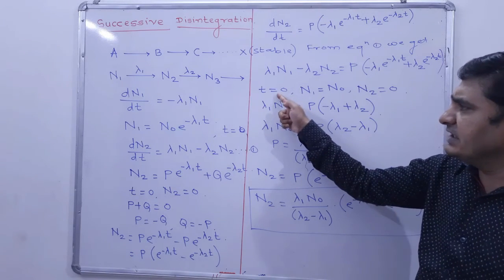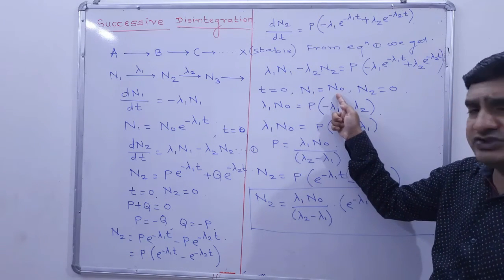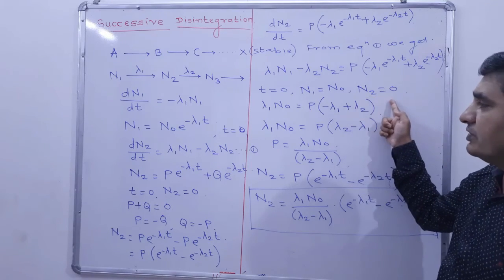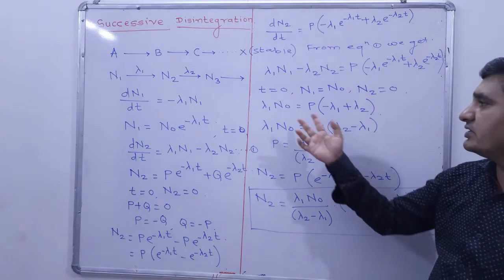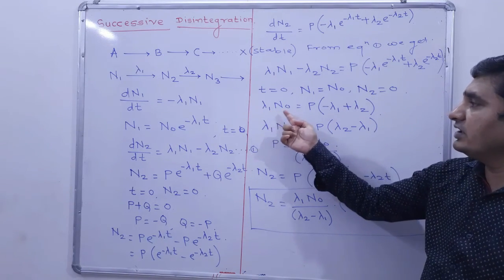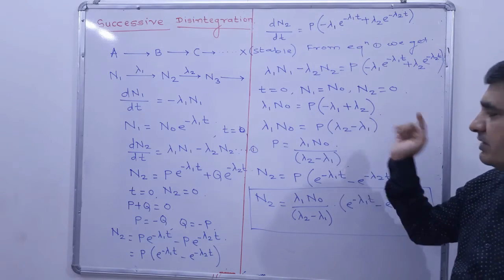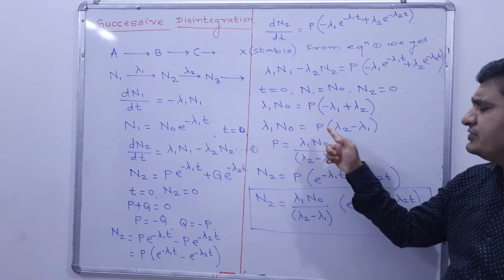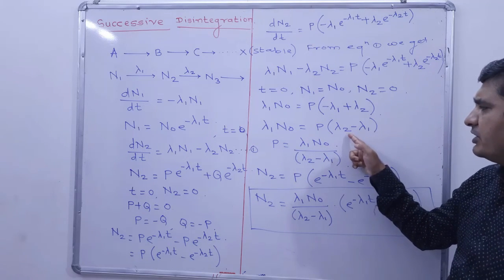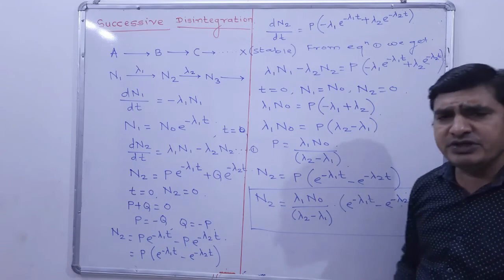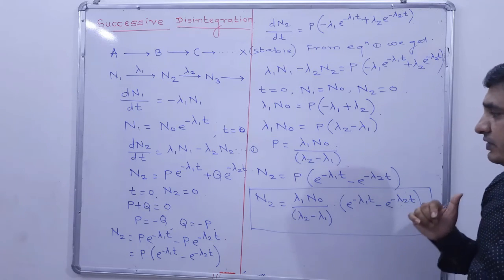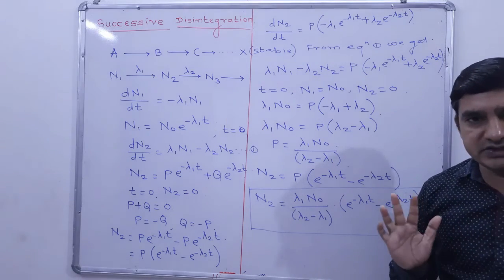If we consider t equal to 0, N1 is equal to N0 and N2 is equal to 0, the same condition is here, and therefore lambda 1 into N0 is equal to P in bracket lambda 2 minus lambda 1. Therefore P is equal to lambda 1 into N0 divided by lambda 2 minus lambda 1.